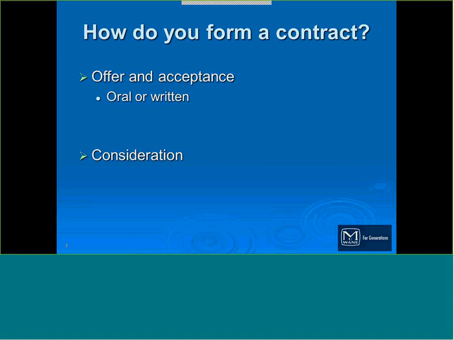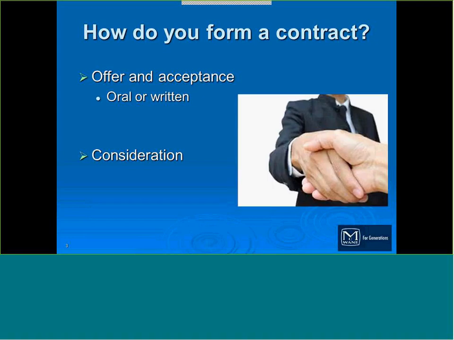So within those two elements, offer and acceptance. An offer can be oral or it can be written. A handshake agreement can be a contract, whether it's ever written down or not. If you have an offer and the other party says, well, I like your offer, but I want to do something else, that's not an acceptance. That's a counteroffer. And you don't have a contract until the counteroffer is accepted. And then you can also accept a contract by performing whatever has been offered.